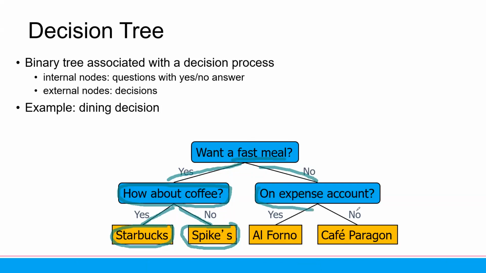If you do not want fast meal, then it will go to the right. And on expense account, so you need to consider the amount of the meal. Oh, sorry, the price of the meal. If you consider the price, you can go to Alforno. This is the name of a restaurant in US. If you do not consider any price for the meal, maybe you will have a very fine dining restaurant, very luxury restaurant or something. This is just an example.